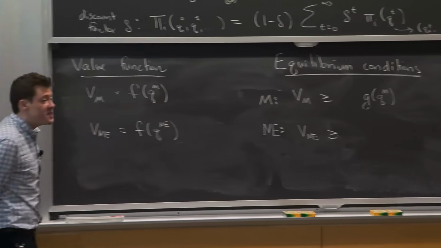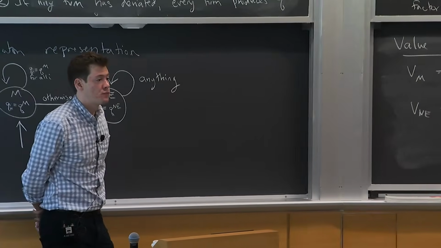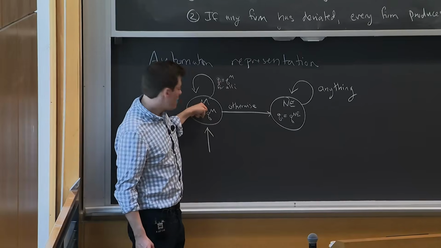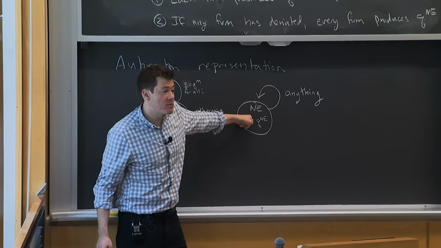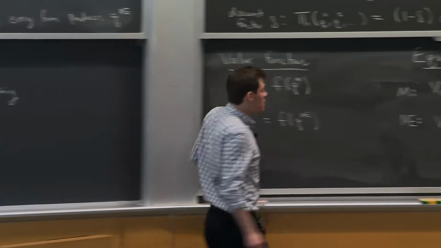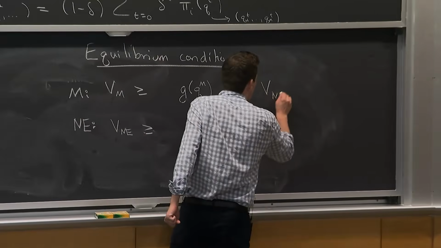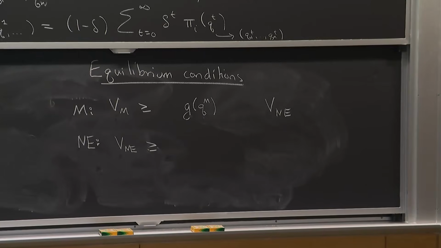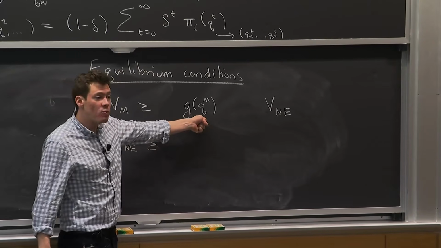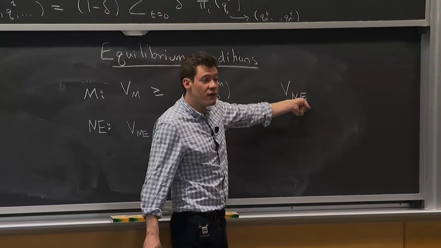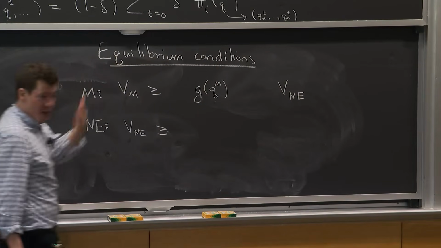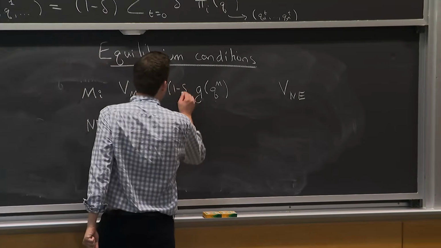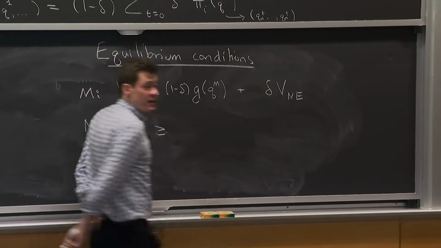And then if I do that, what state are we going to be in tomorrow? I deviate, which means we move to the Nash equilibrium state. So from tomorrow onward, we're going to be in the Nash equilibrium state, so my payoff is going to be VNE. But the only thing we're missing is discounting. Remember, with average discounted payoffs, we always put 1 minus delta weight on today and delta on the future. So we're going to have 1 minus delta times g of qm, plus delta VNE.